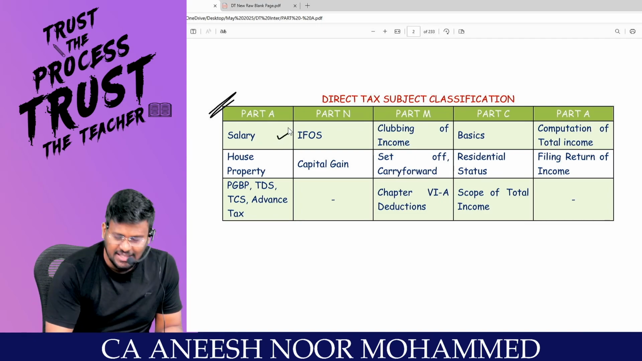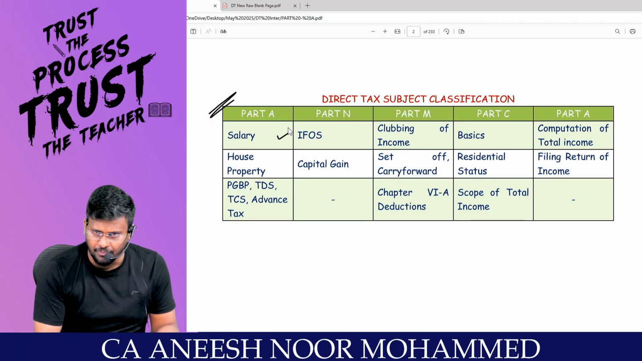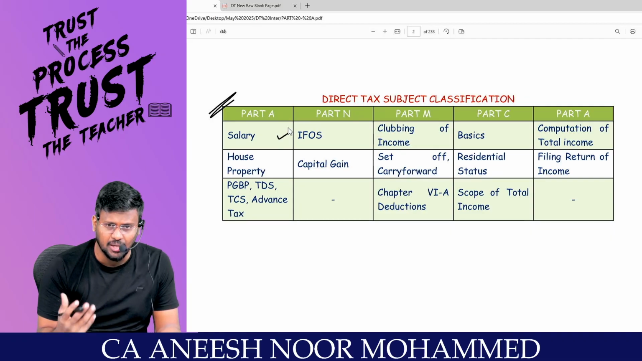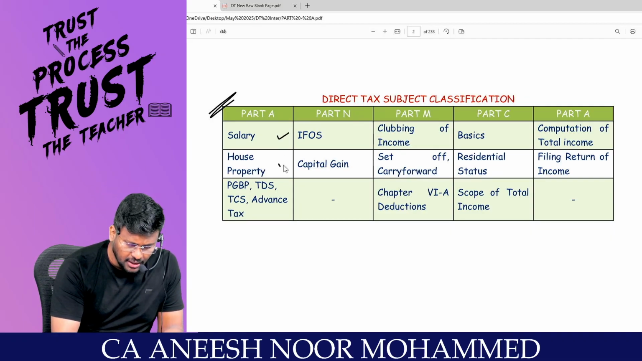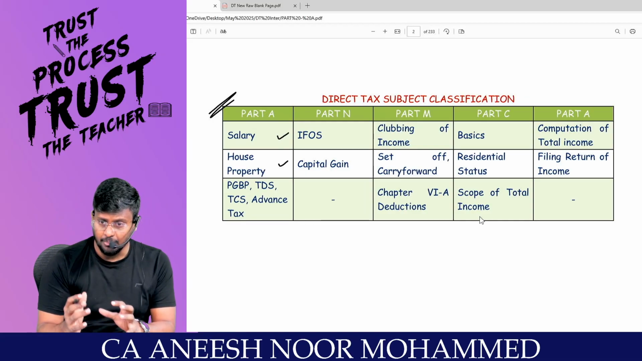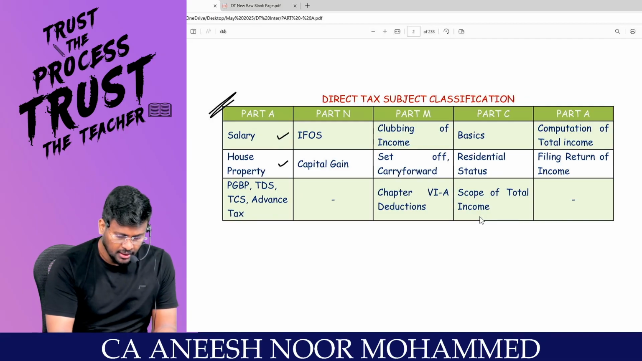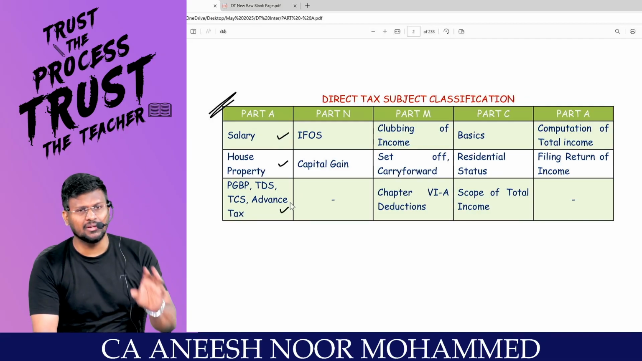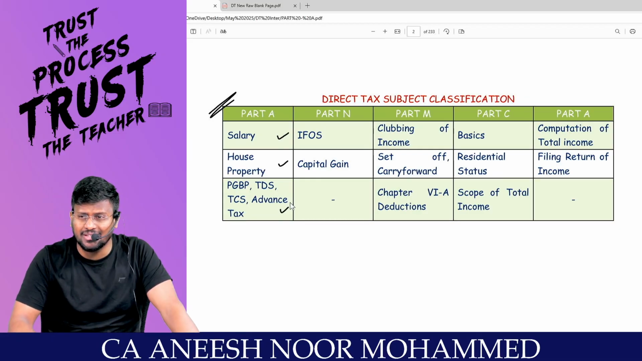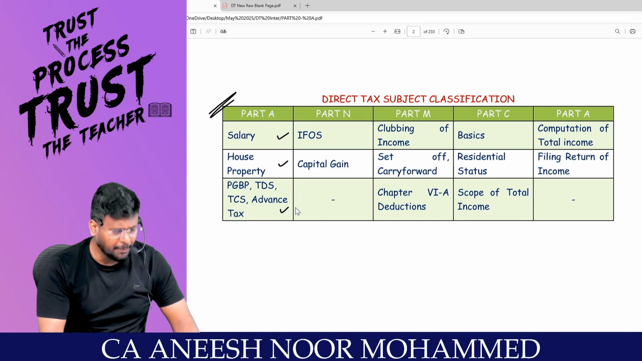Number 1 is income from salary. As we all know, there are 5 heads of income, and the first one is income from salary. Then we have income from house property. Then a very important chapter, profits and gains of business or profession. PGBP should be read with TDS, TCS and advance tax. This is part number 1.